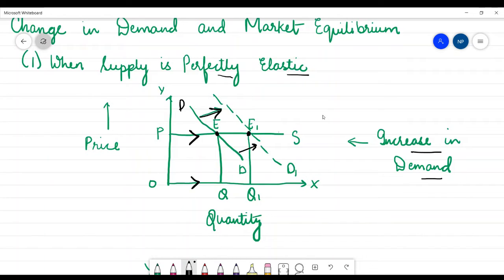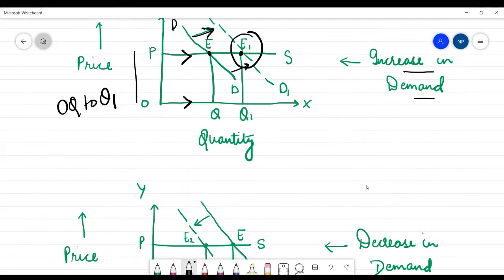Due to increase in demand for the product, the new equilibrium is established at E1. Therefore, equilibrium quantity rises from OQ to OQ1. But equilibrium price, that is OP, remains the same. Therefore, at this point we can say that the supply is perfectly elastic and we see here the case of increase in demand.